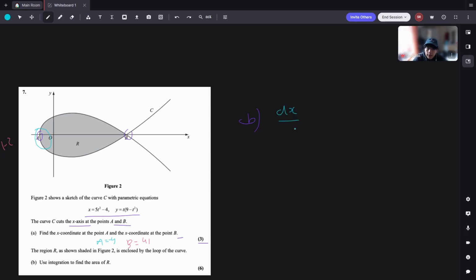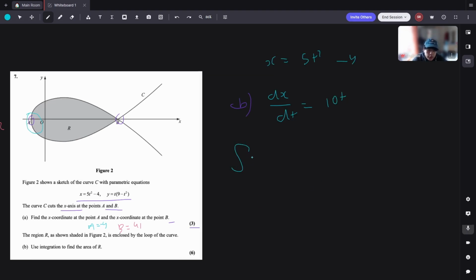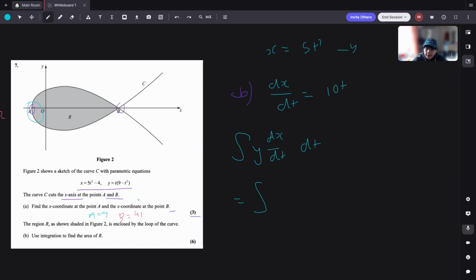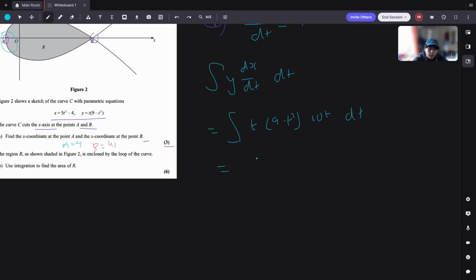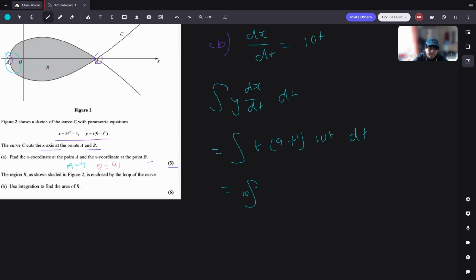We know that x equals 5t squared minus 4, so dx/dt is just going to equal 10t. Pretty simple. Now we need to integrate y dx/dt with respect to t. In terms of the parametric equations, y equals t times 9 minus t squared, and dx/dt just equals 10t. We have to integrate that with respect to t. So we can put the 10 on the outside, and then we have the integral of 9t squared minus t to the power 4 dt.